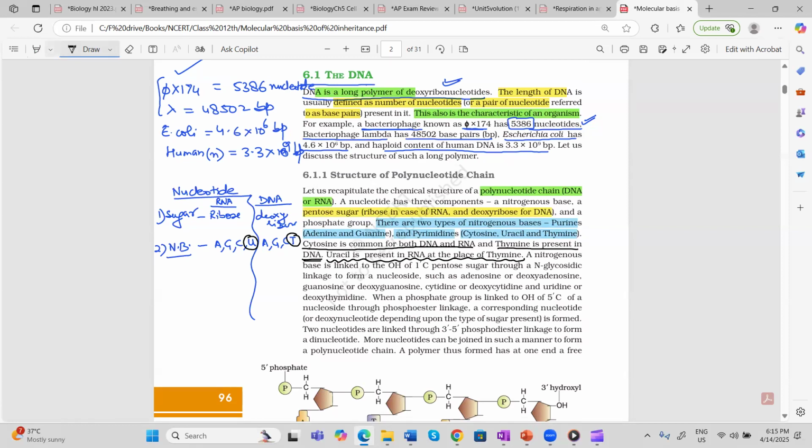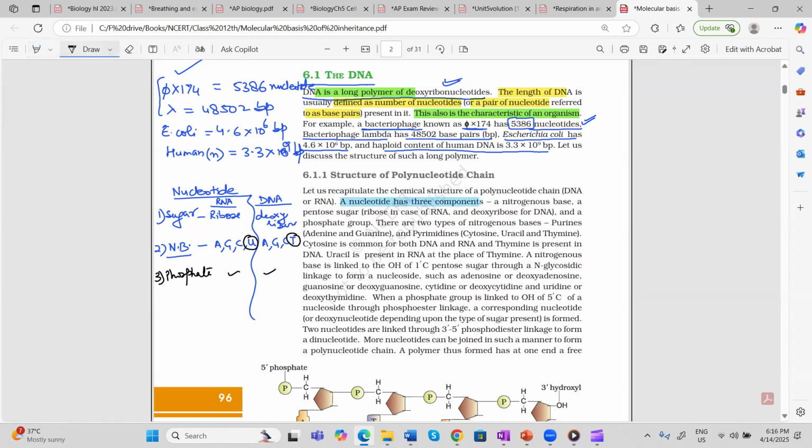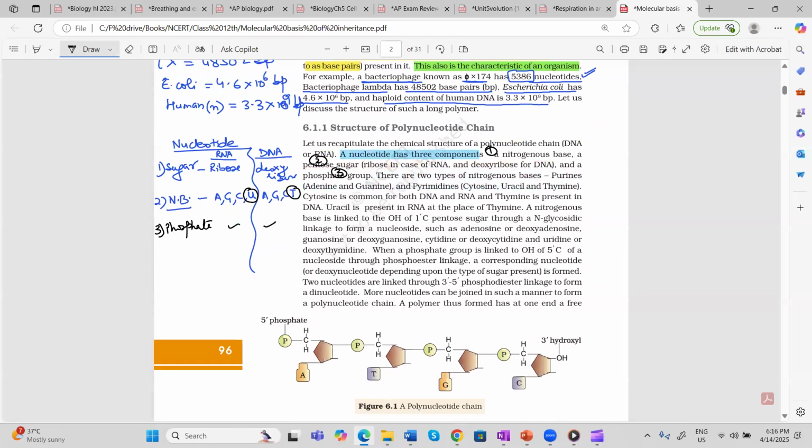And what is the third component? The third component is phosphate, which is the same in both. Now let me highlight the point so that it will be easy for you. If you come here, see the theory. A nucleotide has three components. What are the three components a nucleotide has? Number one, nitrogenous base. Number two, pentose sugar. And number three, phosphate group. I hope this much is comfortable for you. Is it fine? Can we move further?